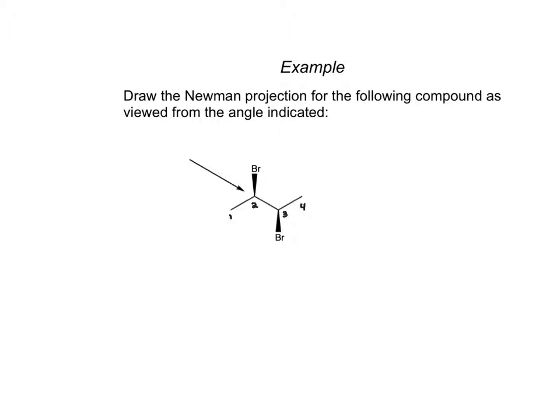They can do this. They can point directly at the carbon and the bond that they want you to look down, or they can also say, I want you to draw the Newman projection looking down the carbon 2 to carbon 3 axis, right? So they can just give you the molecule and say, draw the Newman projection looking down the carbon 2 to carbon 3 bond axis, okay? That's essentially the same as giving you this arrow pointing at carbon 2.